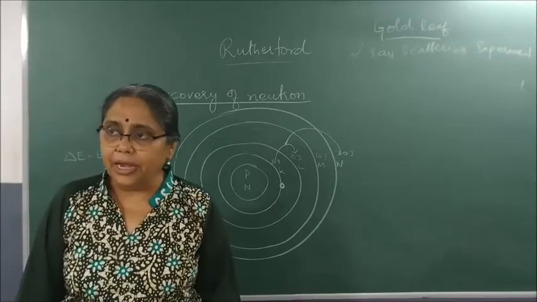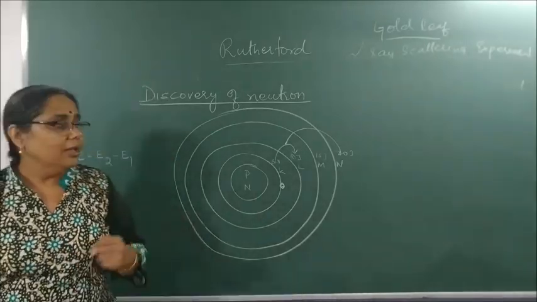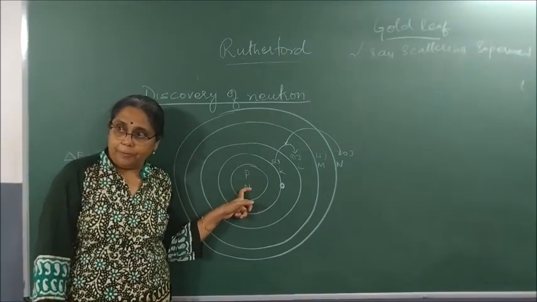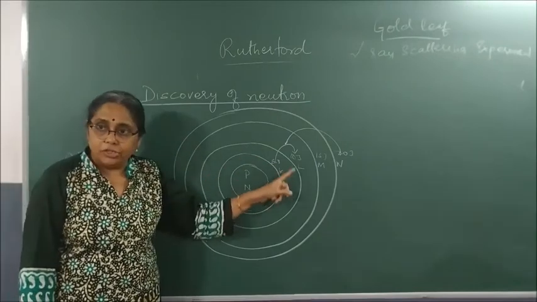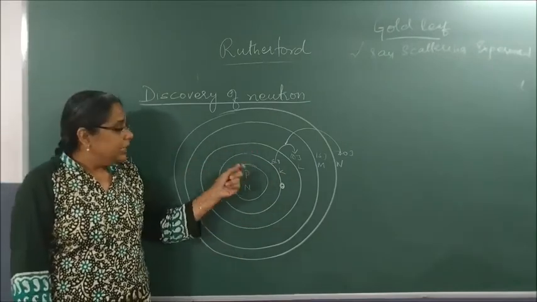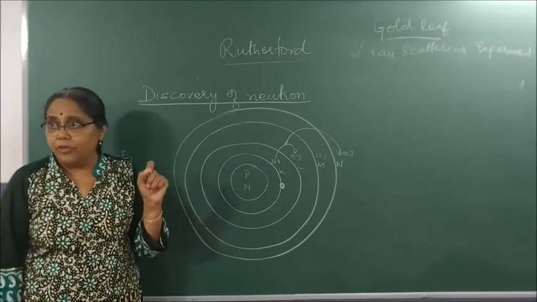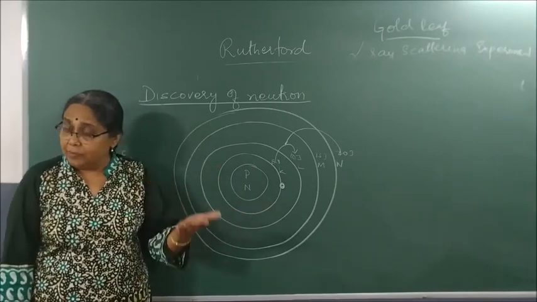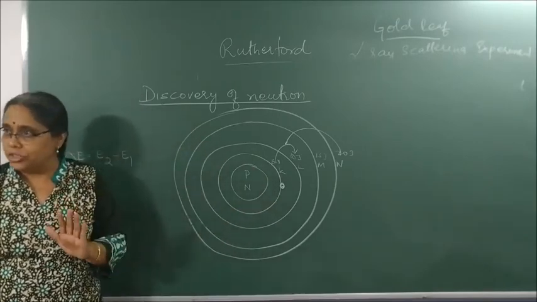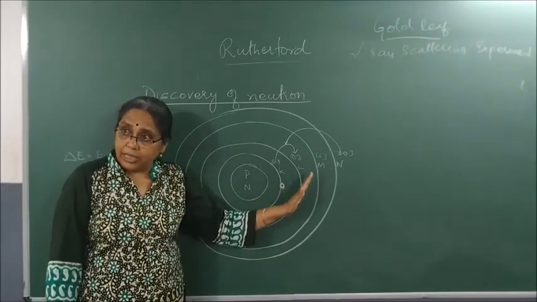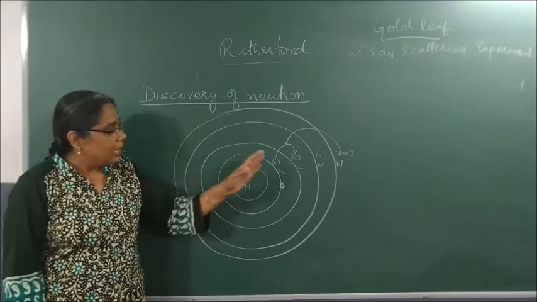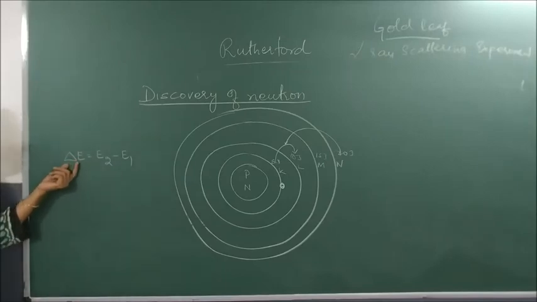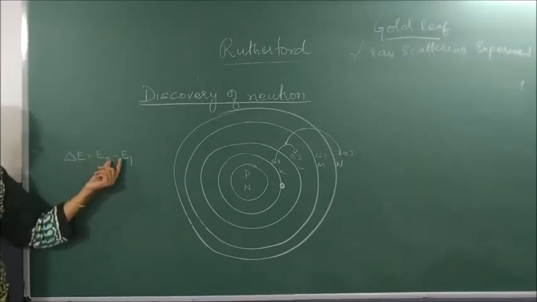Now who came and explained? Bohr came. Niels Bohr said that an atom always consists of a solid nucleus with protons and neutrons. Electrons always move around in fixed orbits or energy levels. Each orbit is associated with a fixed amount of energy. As long as an electron revolves in a particular orbit, there is neither emission nor absorption of energy. When it jumps from lower to higher orbit, it absorbs energy, and when it jumps from higher to lower orbit, it radiates energy. The difference in energy is E2 minus E1.